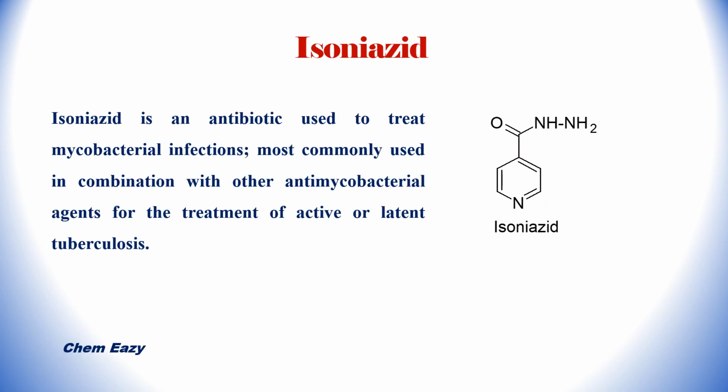This is another example, isoniazid. This is the structure of isoniazid, which consists of a pyridine ring. Isoniazid is an antibiotic used to treat mycobacterial infections, most commonly used in combination with other antimycobacterial agents for the treatment of active or latent tuberculosis.